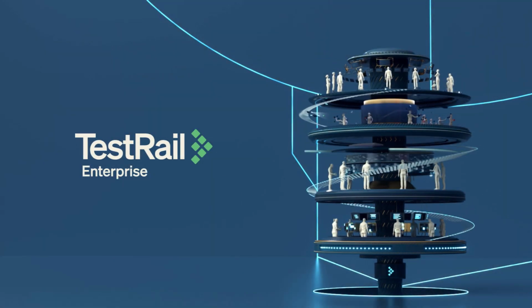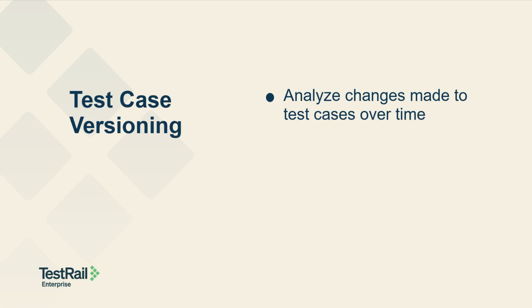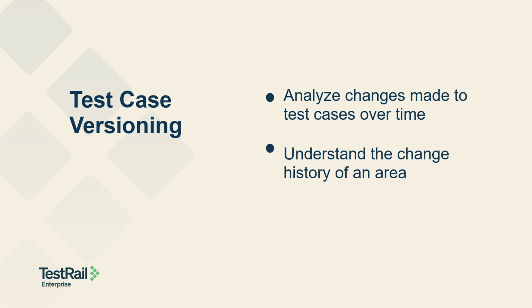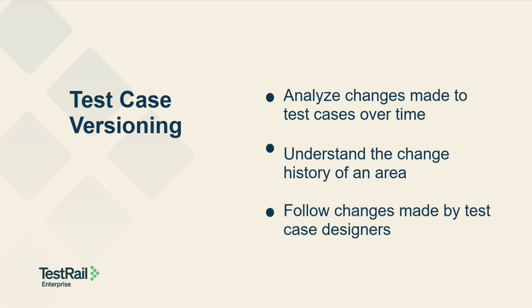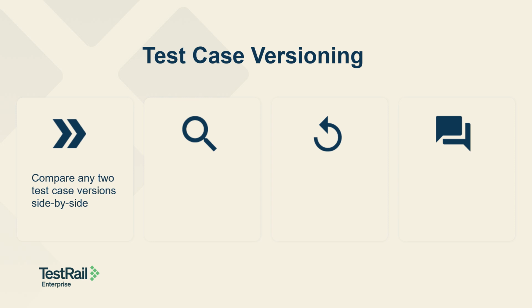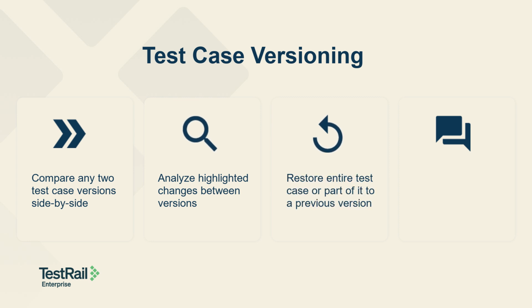Test case versioning lets TestRail Enterprise users analyze changes made to test cases over time, making it easier to understand the change history of an area of an application, or to follow changes made by test case designers. You can compare any two test case versions side by side, analyze highlighted changes between versions, restore an entire test case or just part of a test case to a previous version, and review the full comment history.